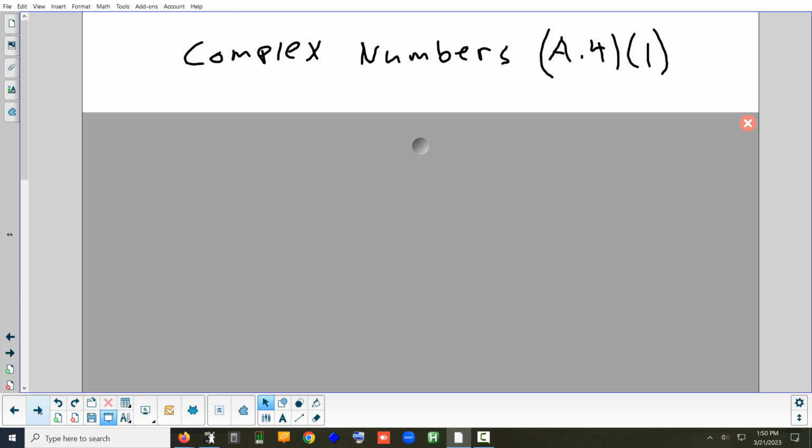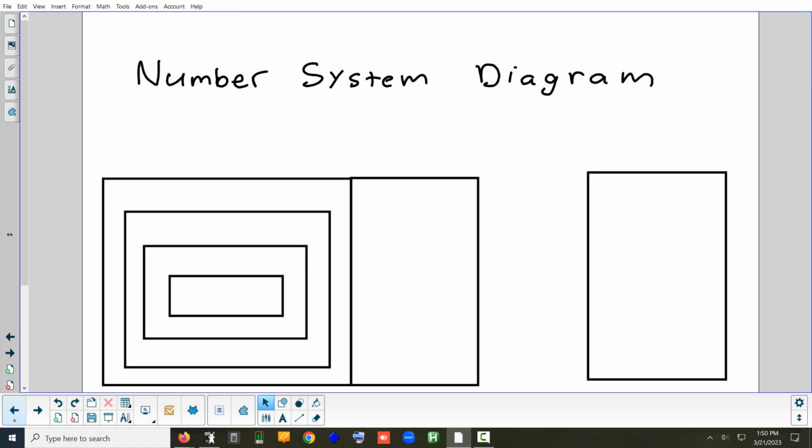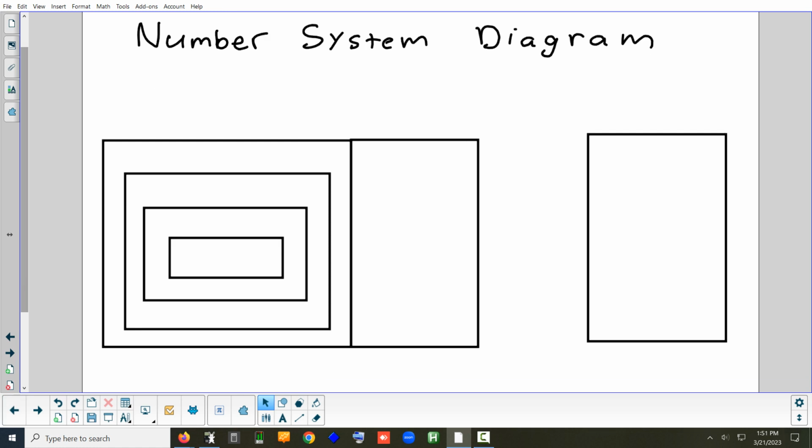All right, so what we're going to be looking at in A4 is a review of complex numbers. The first thing I like to do is figure out where complex numbers fit into the kinds of numbers you already know. So I'm going to start with the simplest kind of numbers, and work my way out to bigger and bigger sets that include more complicated kinds of numbers. So let's start right here.